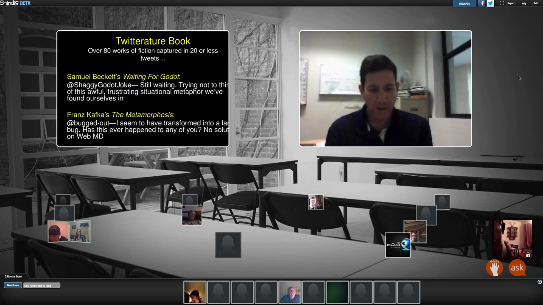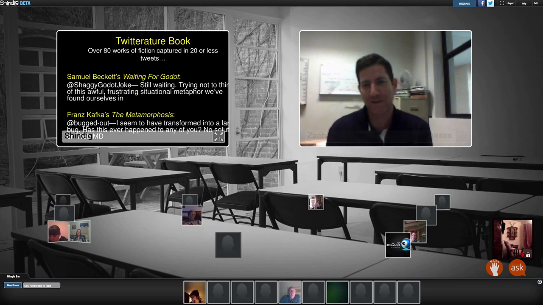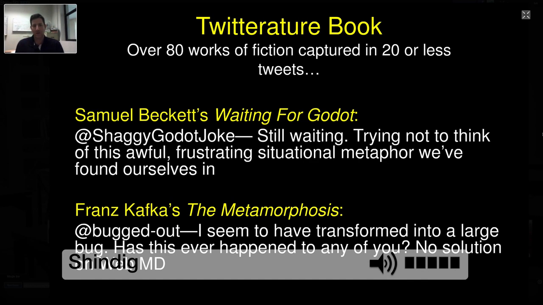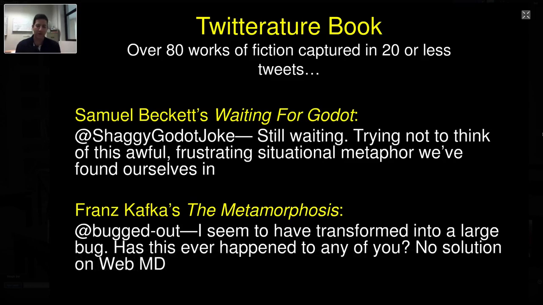We're going to keep moving. The Twitter It's Your Book. Now, this is a great book written by 2 University of Chicago students about 5 years ago. They summarize 80 works of fiction in 20 tweets or less. So you can see there, I'm waiting for Godot. Still waiting. Trying not to think of this awful, frustrating situational metaphor we found ourselves in, right?